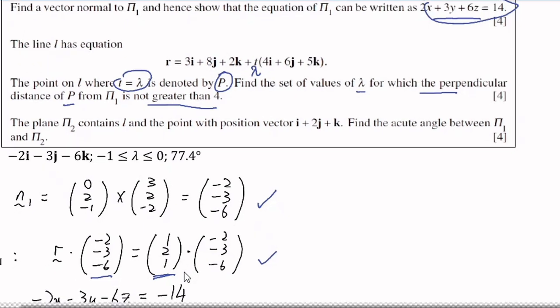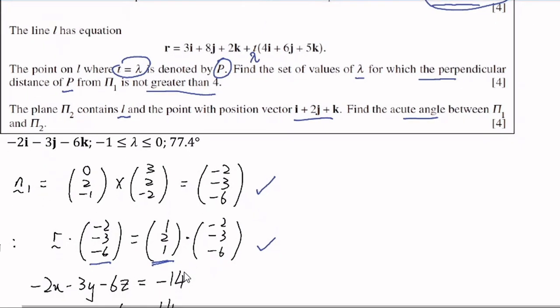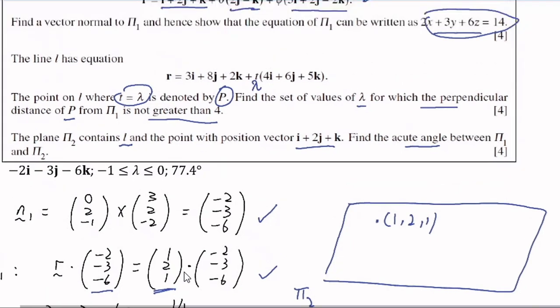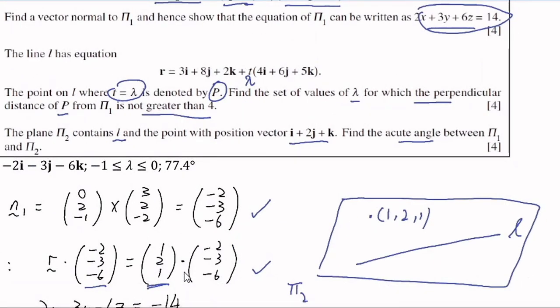In order to find the acute angle between pi1 and pi2, we need to find the normal of pi2. It has given us this information here. Pi2 passes through the point (1, 2, 1) and contains L. So when it contains L, let's say this is our L here, L passes through (3, 8, 2) and the direction of it is (4, 6, 5). That's what we get.